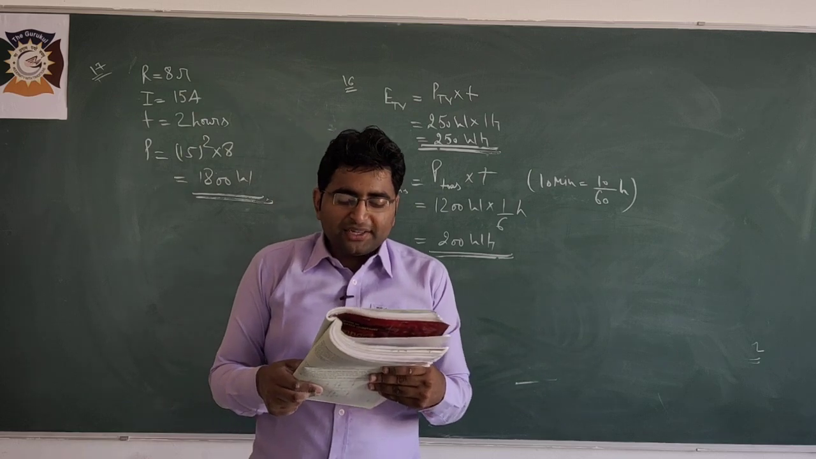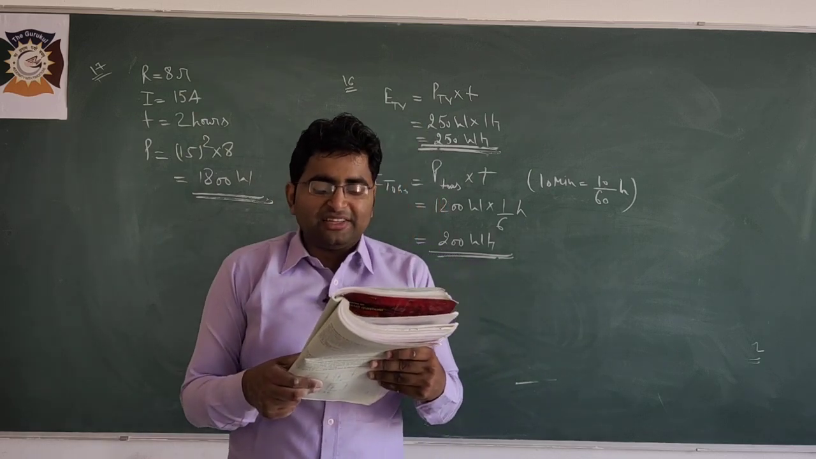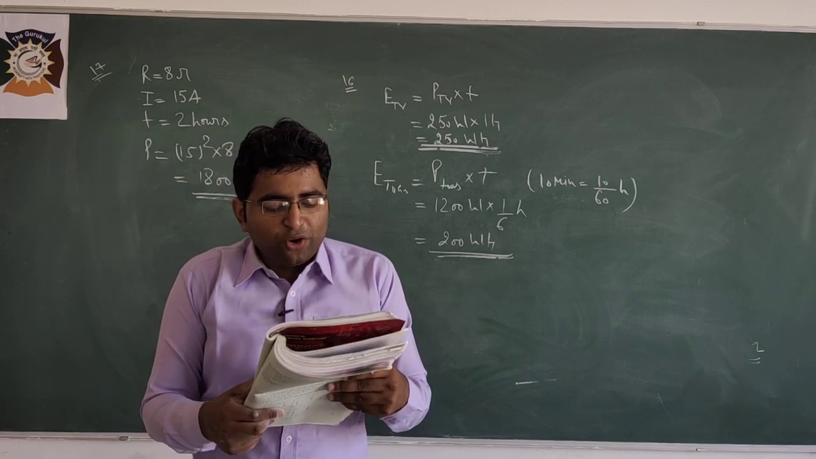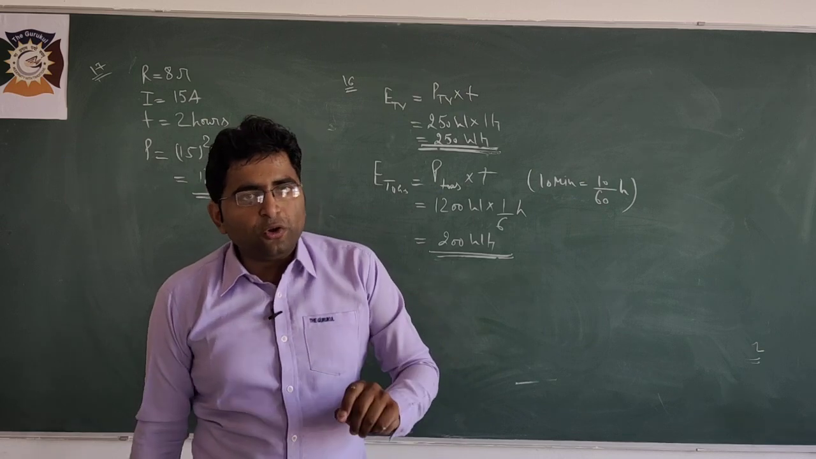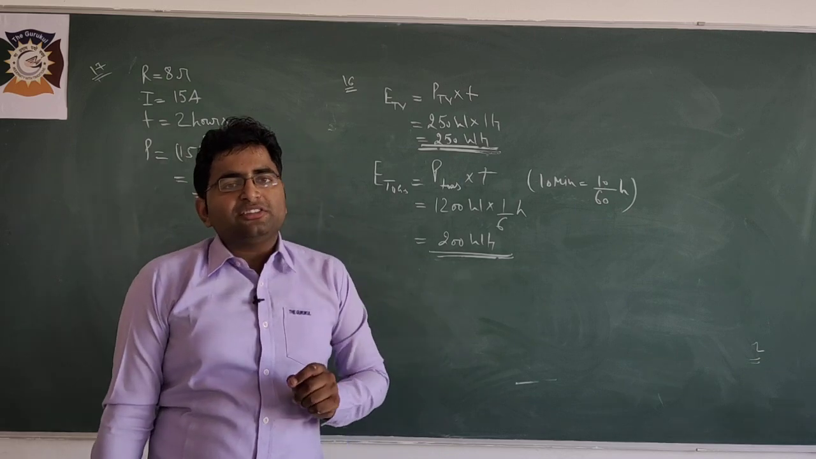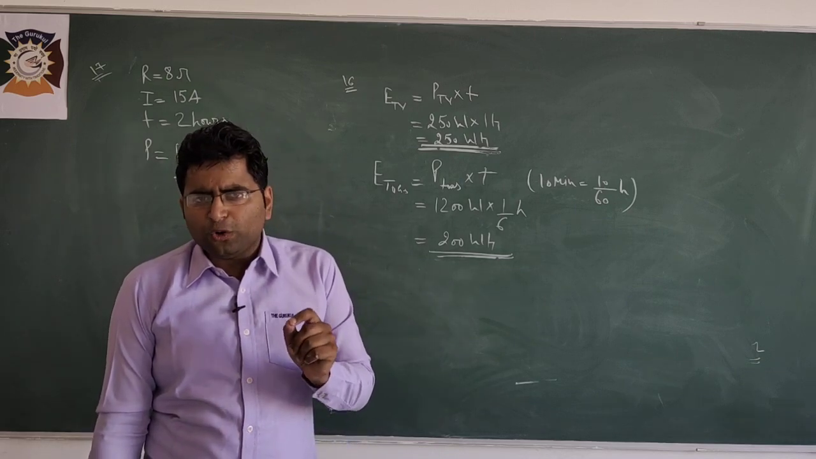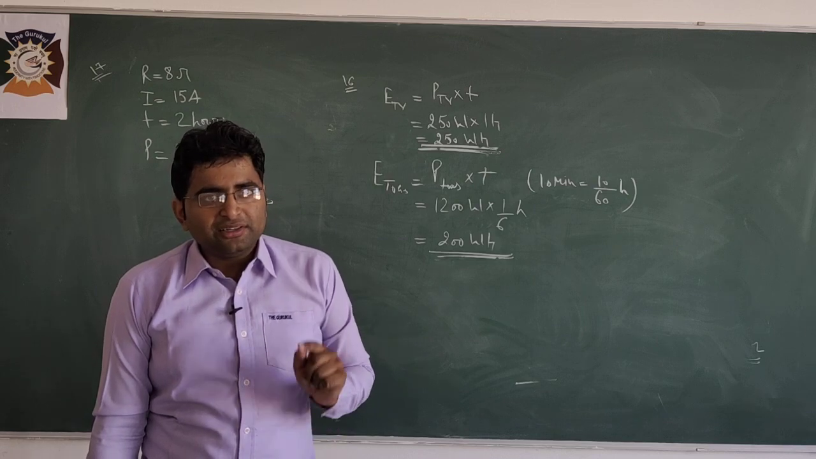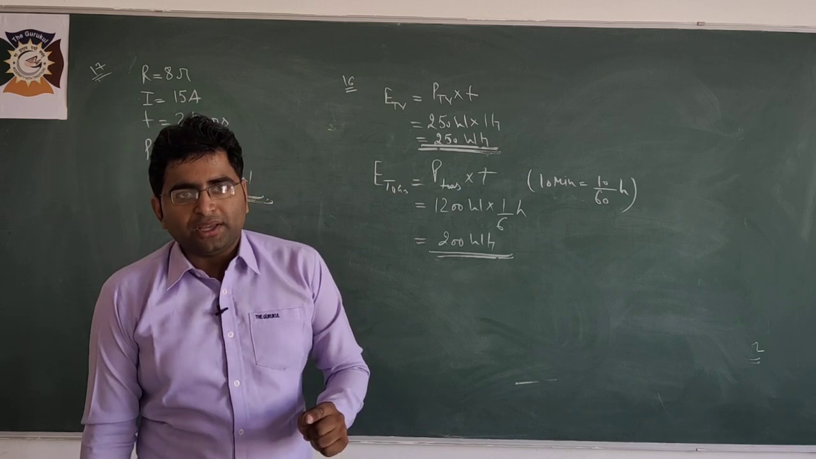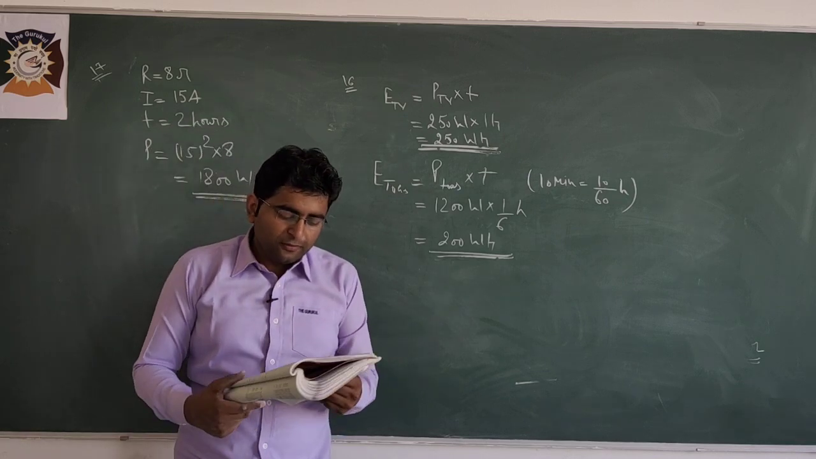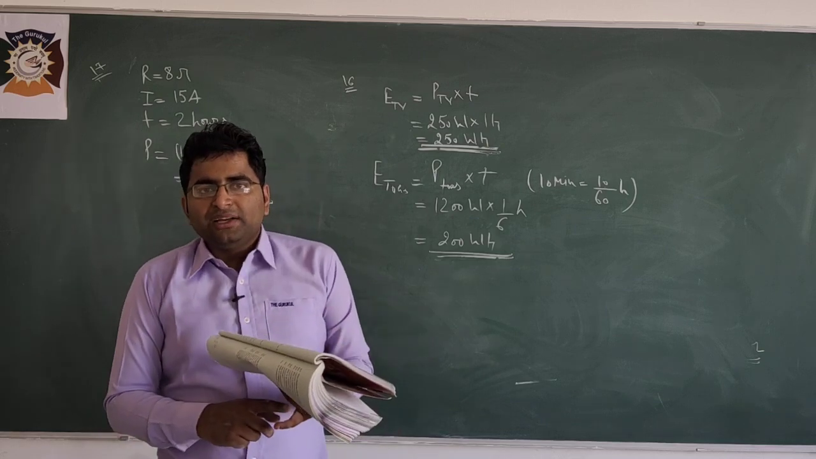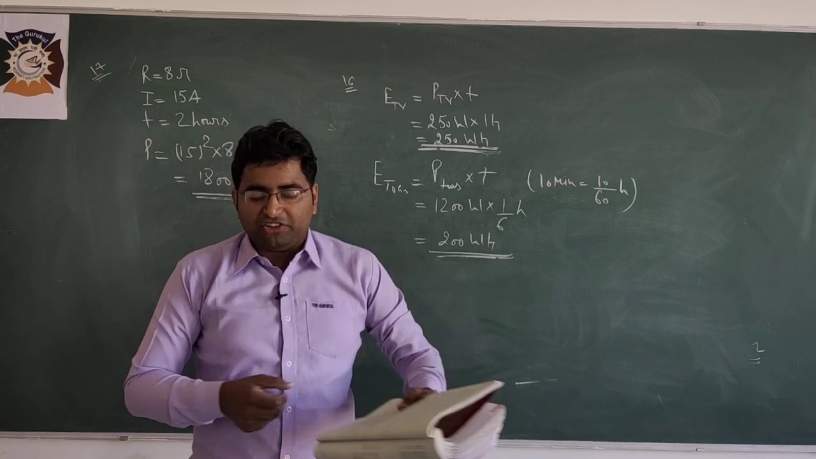Second, why are the conductors of electric heating devices such as bread toasters and electric irons made of an alloy rather than a pure metal? This I have told when I explained the concept of resistivity. Why are alloys used? Because they don't oxidize at very high temperature. Second, due to high resistivity, the heating effect is more in alloys. So two reasons you have to tell. Firstly, high resistivity. Second, they don't oxidize at very high temperature.